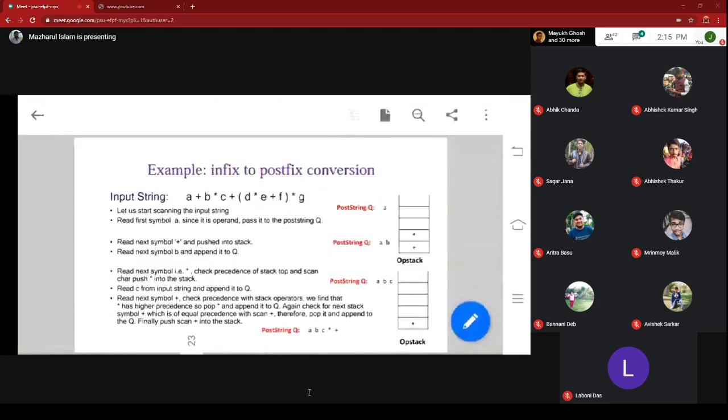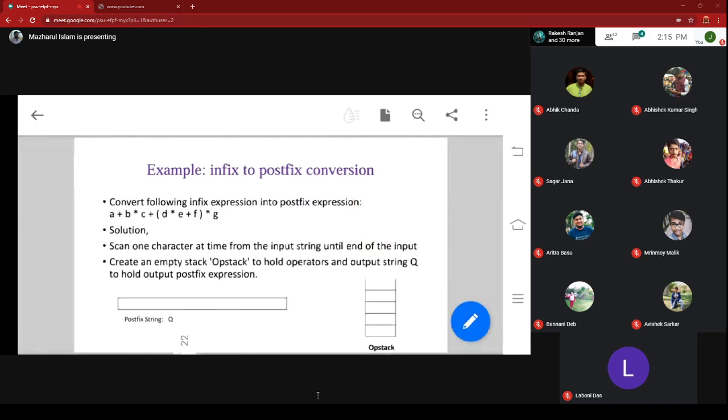So here I suggest you write down the input expression in your notebook, and then what I am telling you, just match it, you will get the final result. Okay, a plus b into c. So initially in your notes, write the input expression, and then draw the empty postfix string and operation stack. No need to write any intermediate statement.